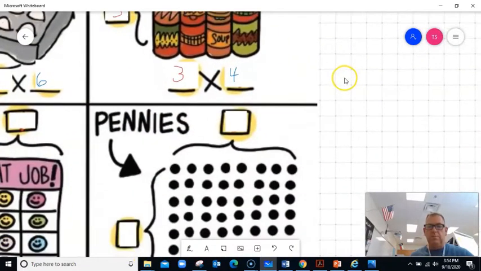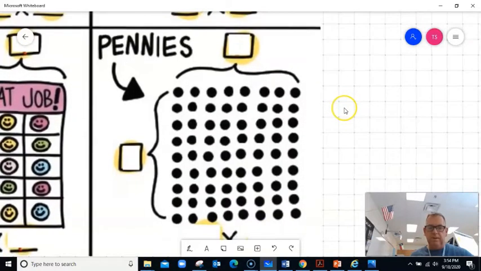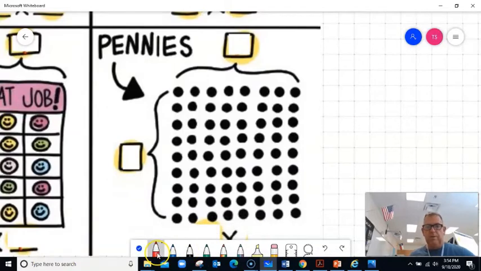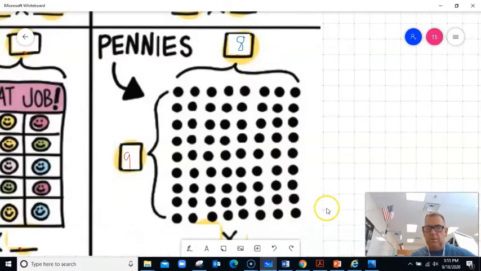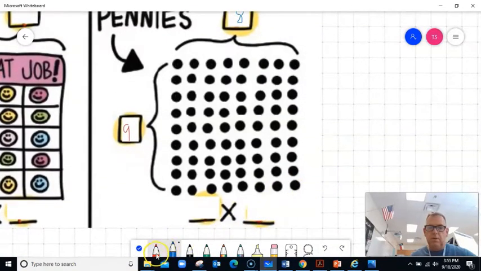Okay, we'll go down here. Pennies. I figure out how many pennies that is. So first thing I'm going to do is count the rows. There are 1, 2, 3, 4, 5, 6, 7, 8, 9 rows. And there are 1, 2, 3, 4, 5, 6, 7, 8 in each row. So I got my blue marker here. That's 9 rows or 9 groups and there are 8 in each group. So the problem to solve that would be 9 times 8, 9 groups of 8.